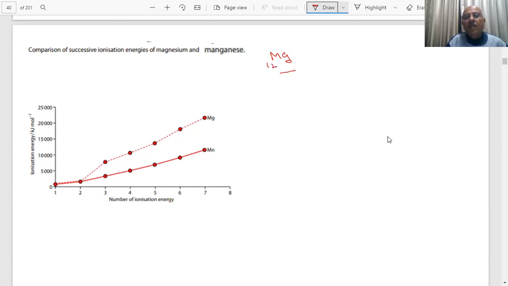It is a group 2 element. Which element? Group 2. They are called alkaline earth metals. And you know which period magnesium is in. What is the configuration of magnesium? They have an ns2.